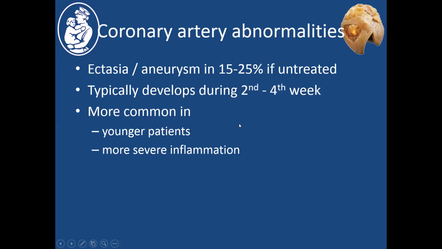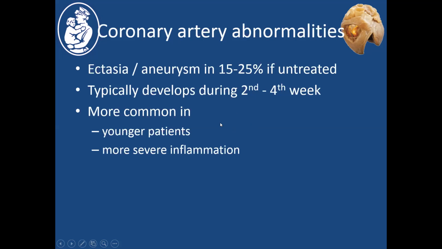So the coronary abnormalities that we see are ectasia, often as a first step, and sometimes it's the only abnormality that we see, and then aneurysm formation. This occurs in somewhere between 15 and 25% of patients if untreated. This typically develops in the 2nd to the 4th week of the disease because it takes some time for the inflammatory process, the cells to be there to express the lytic enzymes and actually break down the walls of the vessels. So we don't see this in the 1st week. We begin to see it in the 2nd and 3rd weeks most commonly.